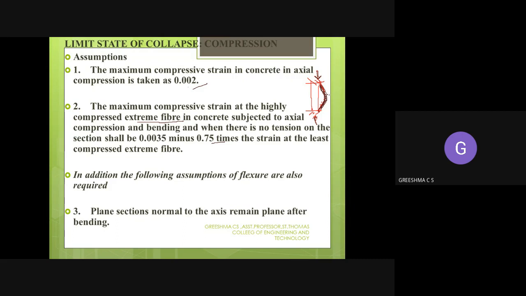Elastic condition means what? Here we are assuming that the load has been applied. Forget about this, we'll take a new figure.